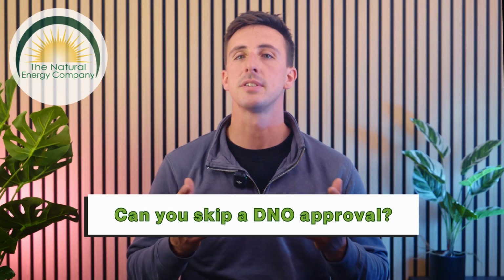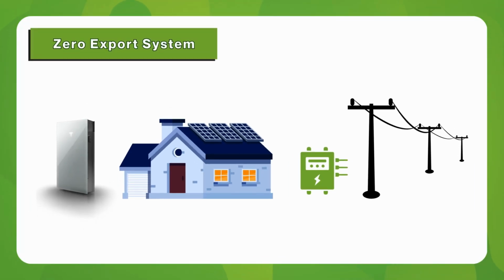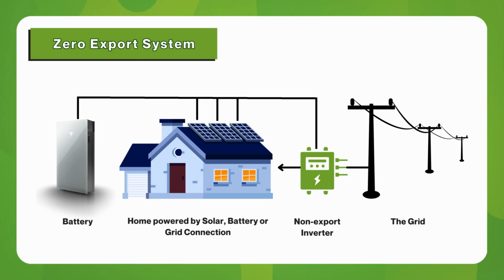The main question is though, can you avoid all this? Can you skip a DNO approval? You can install a zero export system. That means all power is used or stored on site. Nothing goes back to the grid. It can help fast track installation, but you won't earn from the smart export guarantee. So bear that in mind with your install.